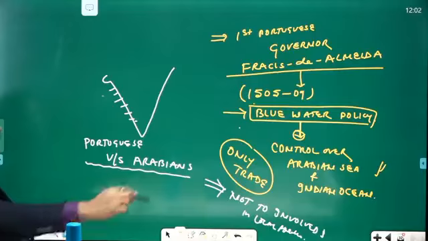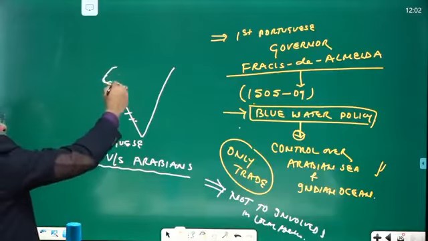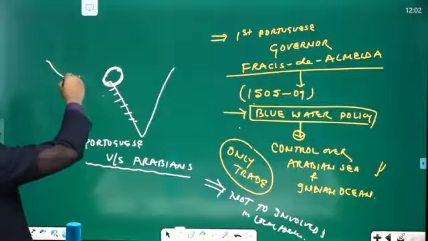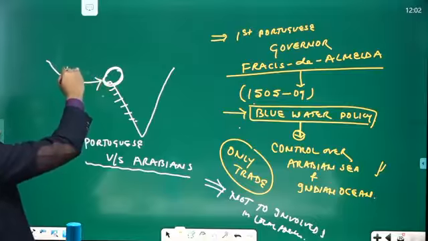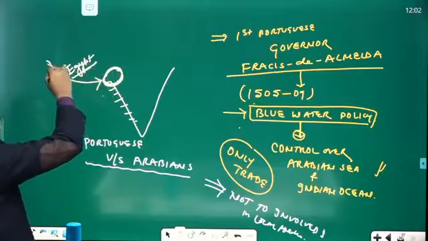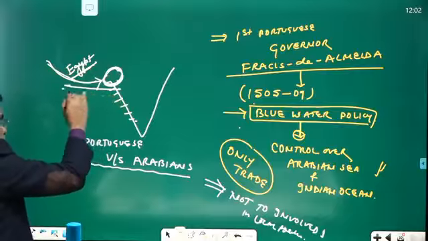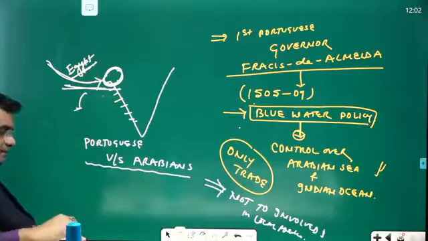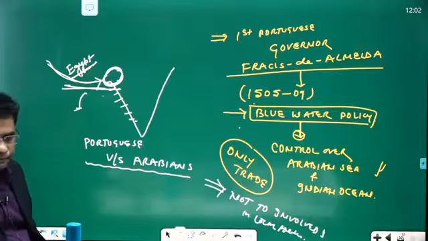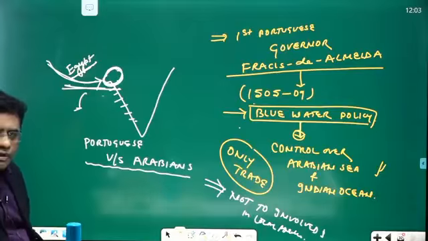So, the ruler of Gujarat invited the Egyptian fleet, the fleet from Egypt. Egypt was under the Turkish rule. A joint alliance was made against the Portuguese.